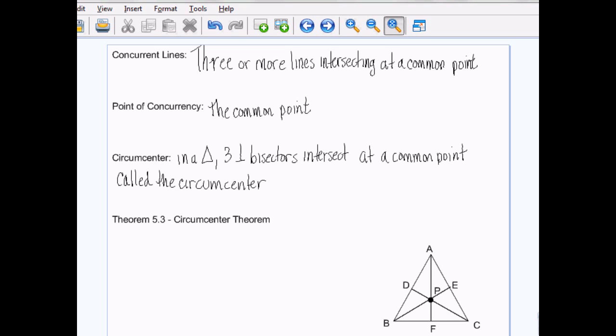If you're in a triangle, and you have 3 perpendicular bisectors, so we're bisecting each side of the triangle, they're going to meet at a point of concurrency, and that's called a circumcenter, which can be inside or outside of the triangle, and I'll show you examples of that in a minute. A triangle has 3 sides, so it has 3 perpendicular bisectors, so they all intersect at a single point, and that's called a circumcenter. Okay, and there's a circumcenter theorem.